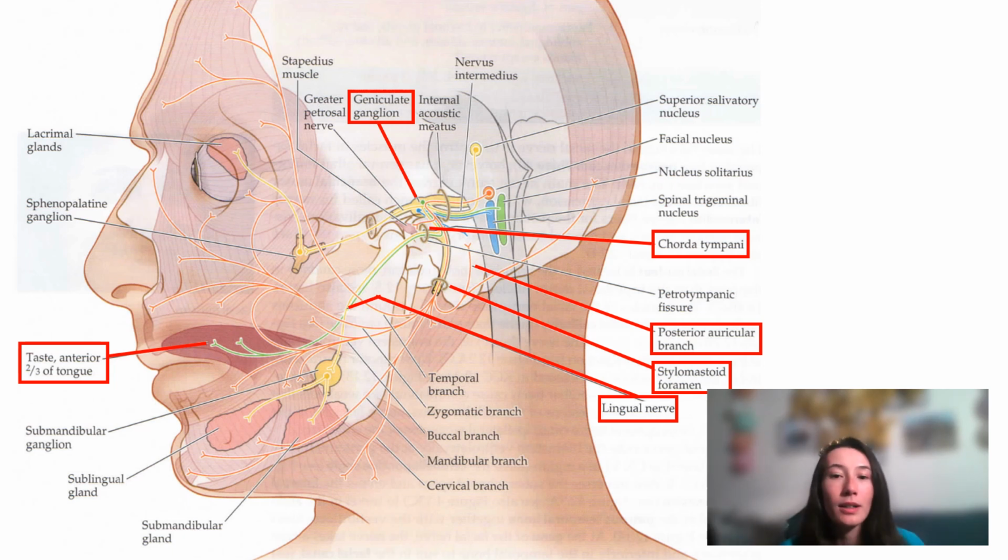So I keep repeating it because sometimes it gets confusing. Now in this picture, you really only see the green color go to the nerve, which is the lingual trigeminal nerve. But just know that the chorda tympani goes there as well. That's part of the facial nerve.